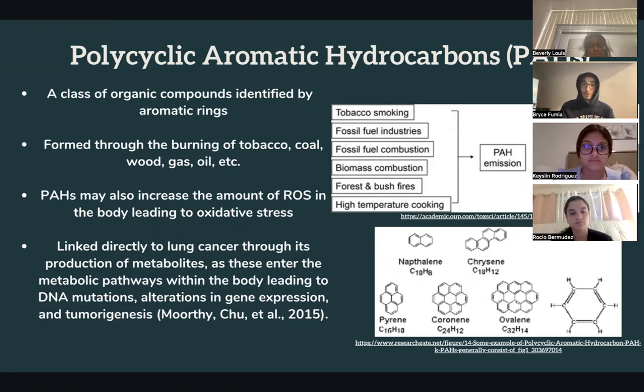These may also increase the amount of ROS, which is reactive oxygen species, in the body, and that leads to further oxidative stress. These have been linked directly to lung cancer through its production of metabolites. As they enter through the metabolic pathways in the body, they lead to DNA mutations, alterations in gene expression, and tumorigenesis.